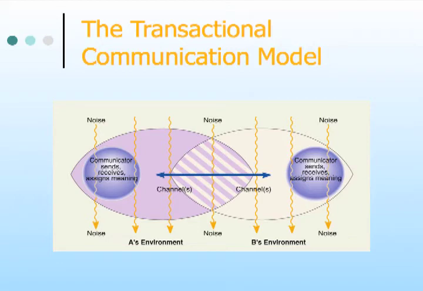Another thing that this model shows that I really like is you've got these two shapes that are shaped like Stewie's head from the Family Guy, okay, or two footballs if you prefer. And these two footballs overlap. And in that place they overlap, that's where A's environment on the left in purple and B's environment, which is clear, that's where these two environments overlap. And in that space is where people can understand each other.